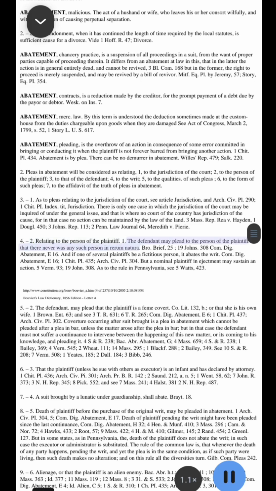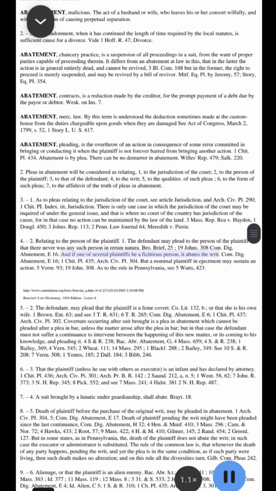4. 2. Relating to the person of the plaintiff. 1. The defendant may plead to the person of the plaintiff that there never was any such person in rerum natura. Bro. Abr. 25, 19 Johns. 308, Com. Dig. Abatement, E16.